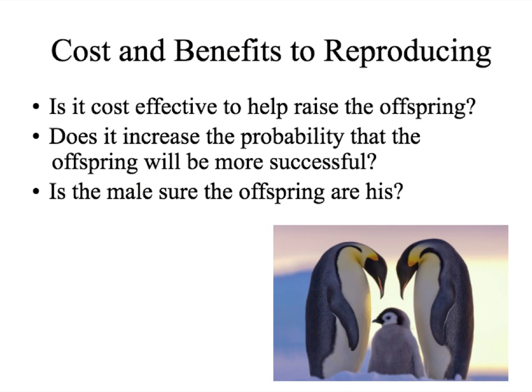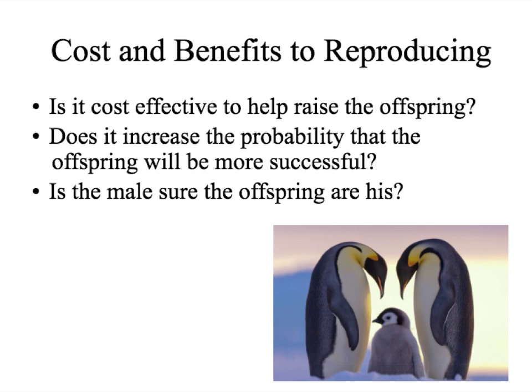So again, we're back to those costs and benefits. Is it cost effective to help raise the offspring? Does it increase the probability that the offspring will be more successful? Is the male sure the offspring are his? These are all questions that will determine whether the male will stay and help to raise the offspring. If there's no benefit for the offspring for him to stay, he will go and find another female to mate with, again to increase the number of offspring he could produce. But if he leaves and his offspring die, then this does not benefit him, and if anything, it was a waste of energy to reproduce with that female if his offspring does not survive.